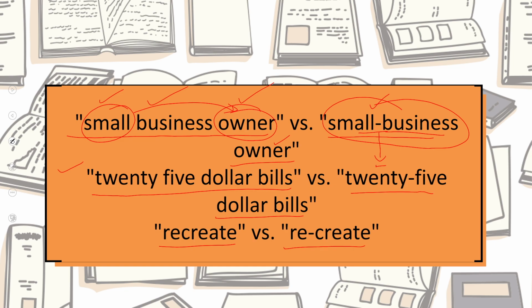Next, twenty $5 bills. Now, this means that we have $5 bills. They are 20 in quantity. So it means we have 5, 5, 5 and so on, 20 bills of $5. But here $25 bills means we have 25 of them. So this really changed the meaning. Recreate is a word, but re-create here, which is used as a prefix, is also having a different meaning.